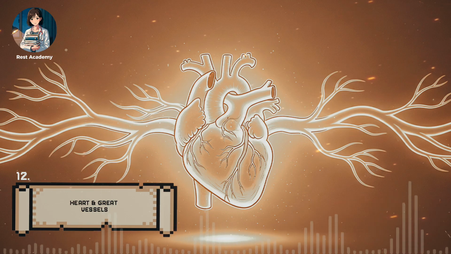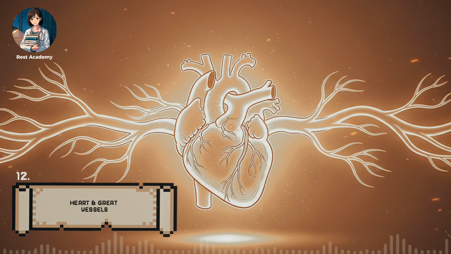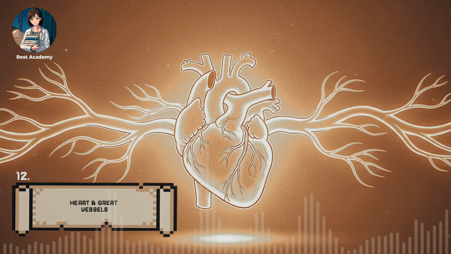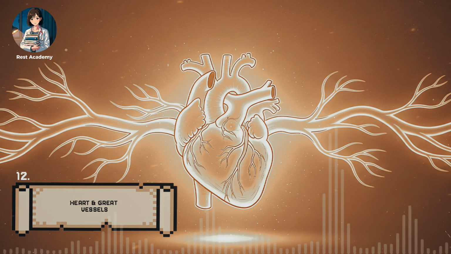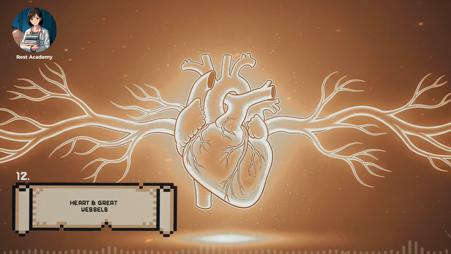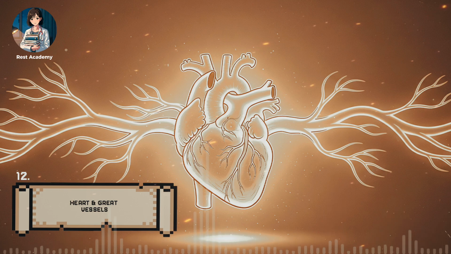The circumflex runs in the atrioventricular groove, giving obtuse marginals. Coronary dominance refers to which artery gives the posterior interventricular branch, most commonly the RCA. Venous return proceeds via the coronary sinus into the right atrium. Because flow occurs mainly in diastole, tachycardia can reduce coronary perfusion. Occlusion of proximal branches produces regional ischemia and infarction patterns, recognizable on imaging and electrocardiography.